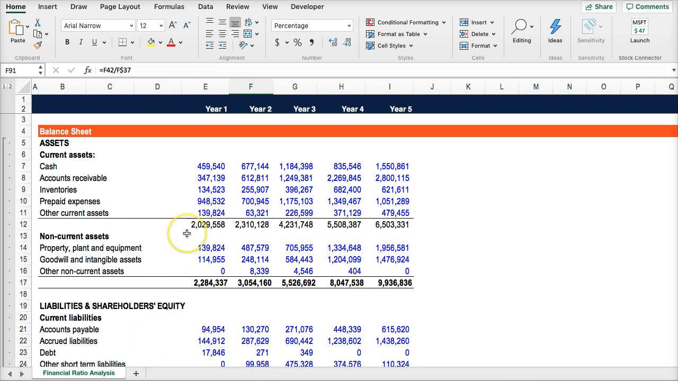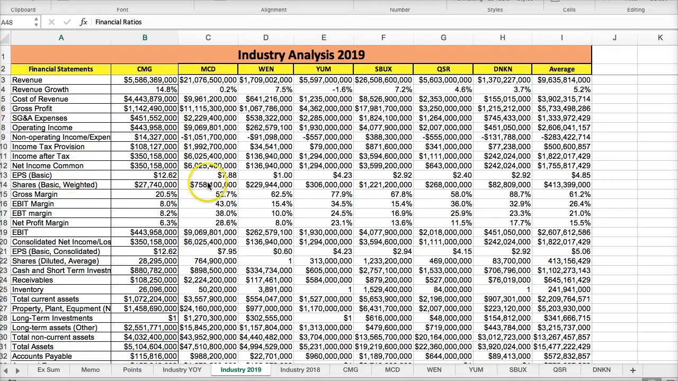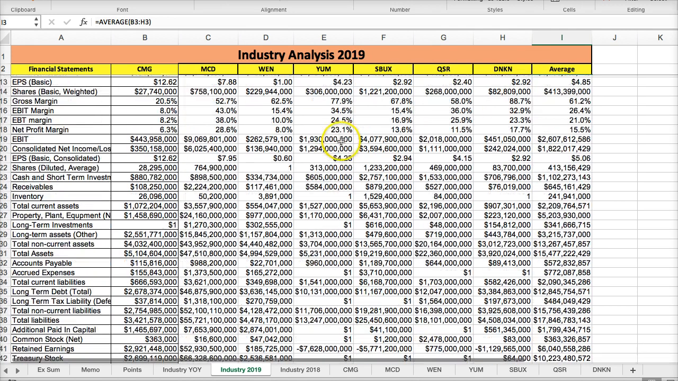Now I want to also show you an industry analysis. So here we have an industry analysis, which if we look at this, we have various fast food companies: Chipotle Mexican Grill, McDonald's, Wendy's, Yum, Starbucks, Dunkin' Donuts. I think this is Burger King, Popeyes. And then for an industry, this would be 2019, we bring in the relevant inputs from the financial statements. And then we basically just create an average, which is going to be an average of the 7 companies involved in this industry analysis.